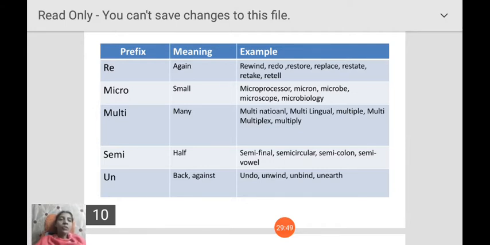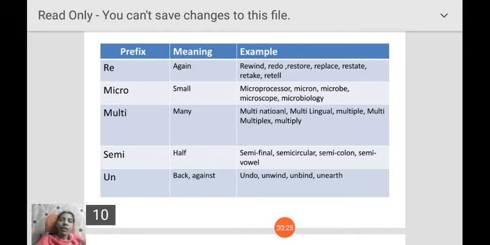Then the next word is micro. Okay, the next prefix is micro. Micro means small. Nowadays a common usage is microprocessor. The processor which is very small is called a microprocessor. In the same way, micron is a very small measurement. So microns, millimicrons.